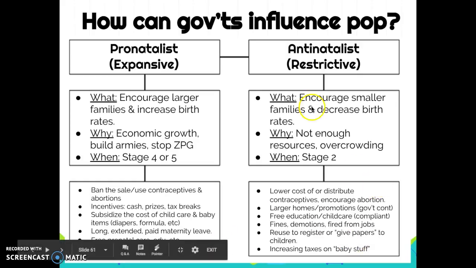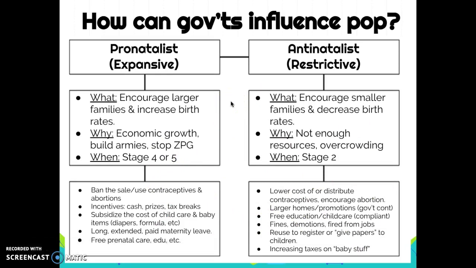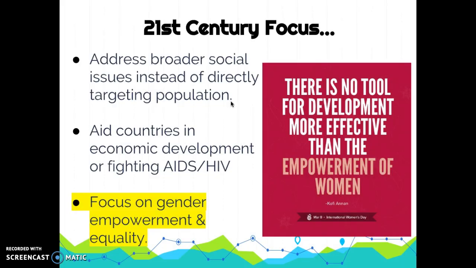As I was talking through some of these things with you, you might have thought that they were pretty wacky or maybe sometimes not morally okay to do. And so that's why we've moved in this direction. Instead of trying to restrict how many babies people can have, countries are starting to address those broader issues. Some examples would be to aid a country in their economic development, so to give them foreign aid, to send people to a country to help them have access to prenatal and medical care, contraceptives, etc., or fighting against AIDS and HIV.